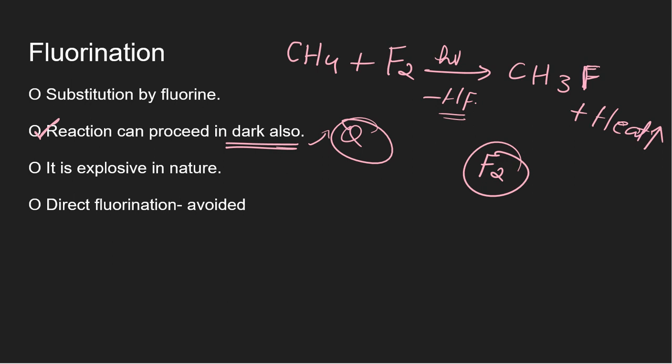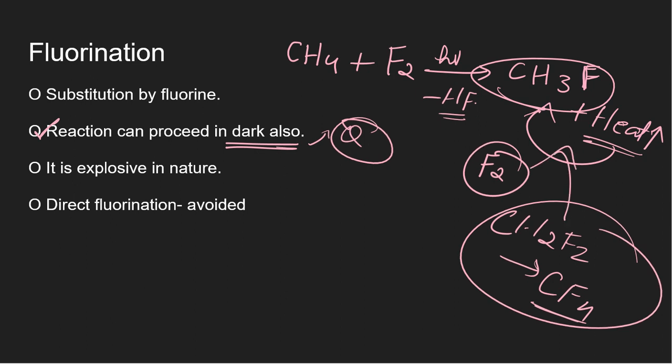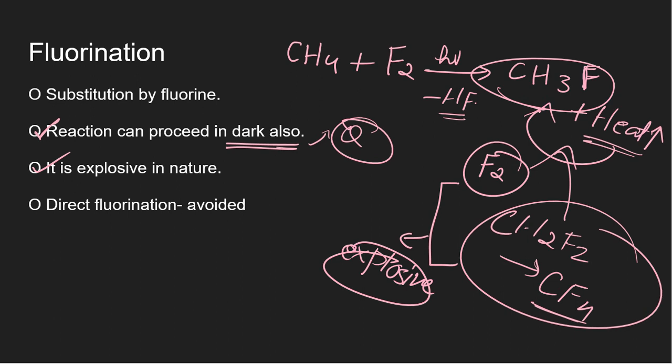Now, if you look at this reaction, it is a chain reaction. The heat energy that is evolved will again influence this reaction, and again you will have your CH2F2, and this reaction will continue until you get your CF4. This is a chain reaction, meaning the reaction will keep on continuing, and the heat energy will keep on evolving. So it will be explosive in nature. Exactly, this reaction is highly exothermic, and it is explosive in nature.